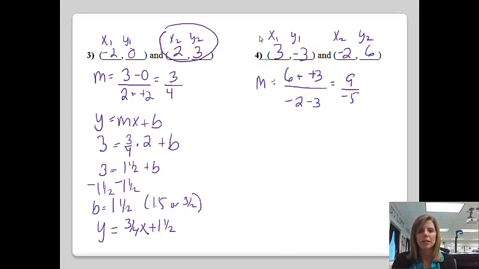All right, I think I'll just stick with the first point this time. Again, although it doesn't matter at all, I have y equals mx plus b.